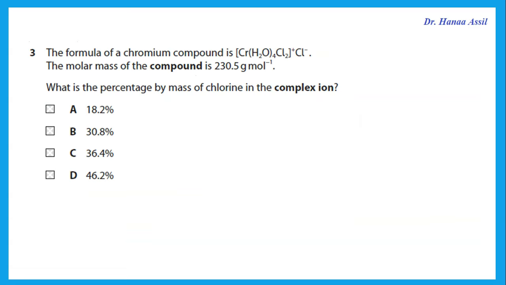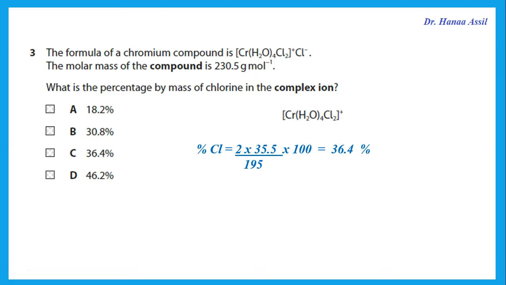The formula of a chromium compound is this. The molar mass of the compound, that means the Mr of all of this, is 230.5. And we are asked to get the percentage by mass of chlorine in the complex ion. Which part is the complex ion? This part is the complex ion. The complex ion will not include that chloride that is alone out there. So we are looking at the complex ion, at this.